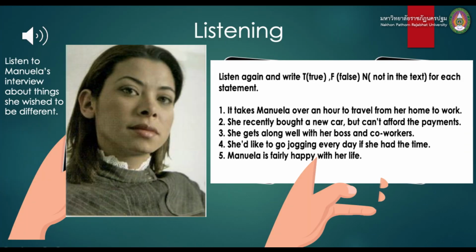Unit 10, page 67, listening. So, what things would you change in your life, Manuela, if you had the chance? Oh, I'd change quite a few things, I think. The first thing I'd do if I could is move. I wish I lived closer to work. It takes me nearly an hour to get to work from my home. That's a pretty long journey. It is. And I'd also like to change my car. I wish I had a new car, but they're so expensive I can't afford one.